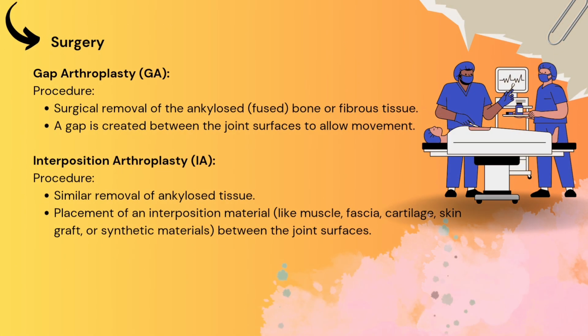Next, surgery. Gap arthroplasty (GA) procedure, surgical removal of the ankylosed fused bone or fibrous tissue. A gap is created between the joint surface to allow movement. Next is interposition arthroplasty (IA) procedure, similar removal of ankylosed tissue, with placement of an interposition material like muscle, fascia, cartilage, skin graft, or synthetic materials between the joint surface.